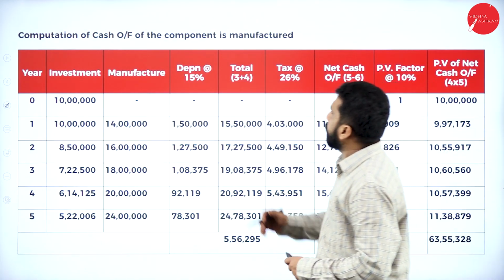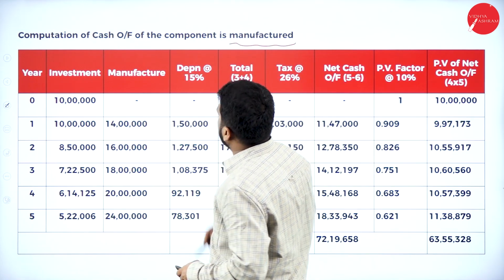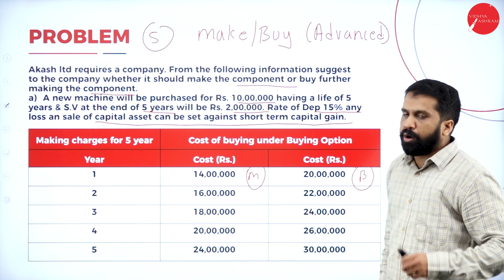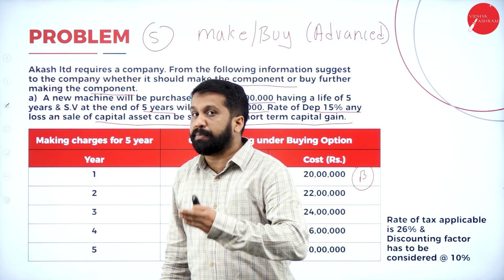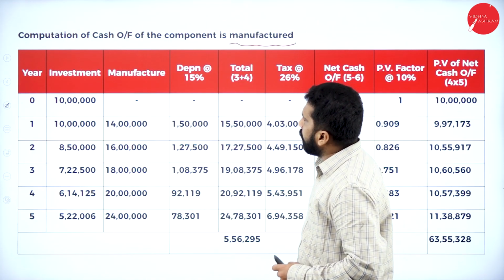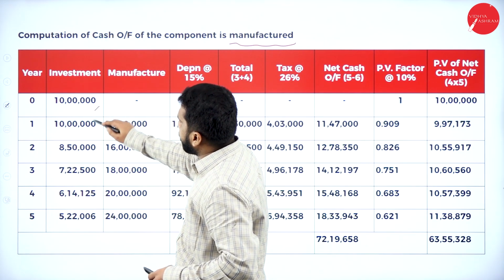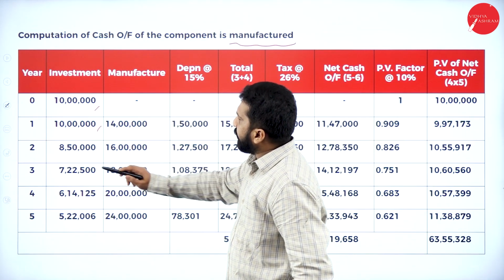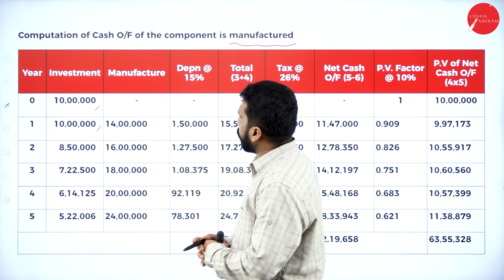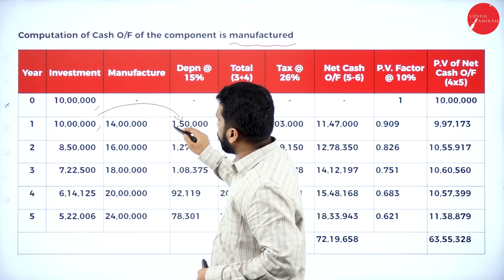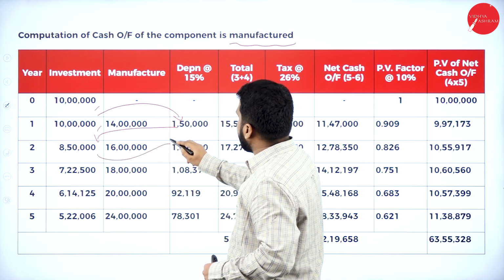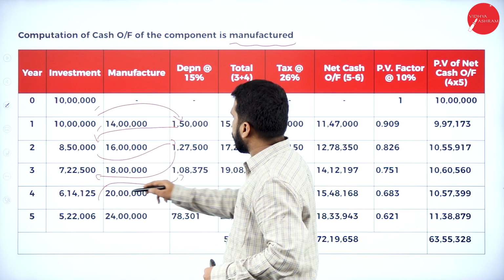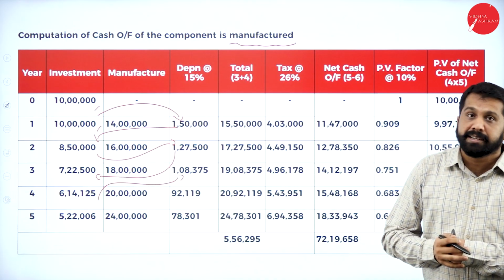I'll go for the first one. Manufacture, make. So this is for make and this is for buy. Always the first column will be make and the second column will be the buying option. Now, your investment is what? 10 lakhs. Similar to how you did with own fund, you are supposed to do similarly. So 10 lakh is your answer. After 10 lakh, what will happen? Minus depreciation, it will become 8 lakh 50. Minus depreciation, it will become 7 lakh 22. Minus depreciation, it will become this one. Like that you are supposed to minus depreciation.